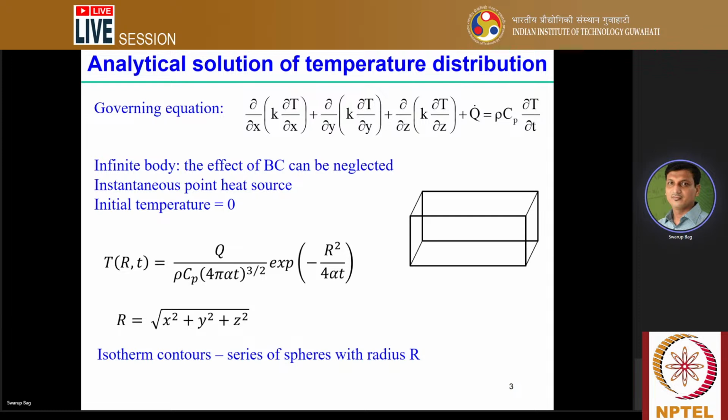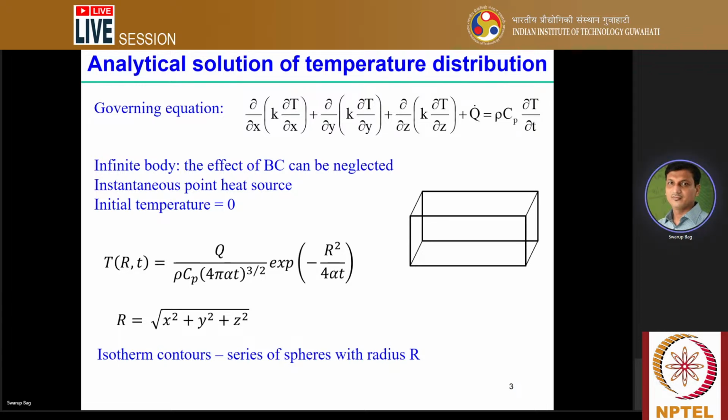If you look into the nature of the solution, it actually indicates isotherm contours. It is basically a series of spheres with radius r. It means that one particular temperature will give an isotherm contour that is represented in the form of a sphere. One particular temperature gives one isotherm with one particular radius, and other isotherms, for example melting temperature, solidus temperature, liquidus temperature, and even more, are all represented in the form of spheres in this domain. So if you try to see the distribution of the temperature, this is one kind of solution we can get with this assumption.